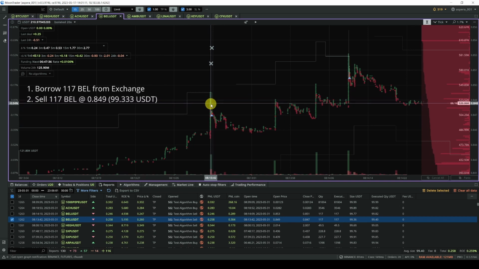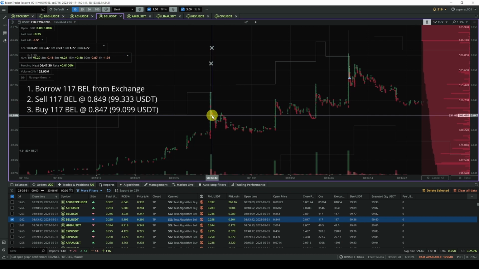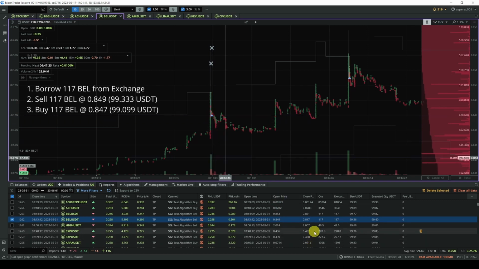Now, the next step, once the price drops down, we buy 117 BEL, but now at a lower price. And that lower price is, in this particular case, this close price here, it's 0.847 USDT.